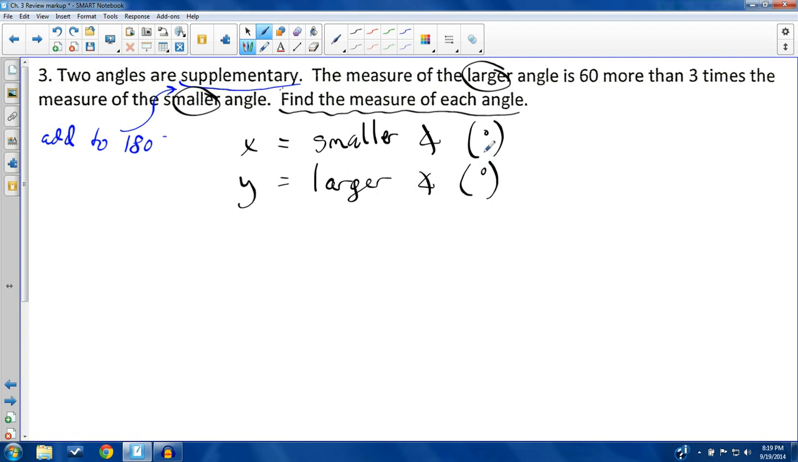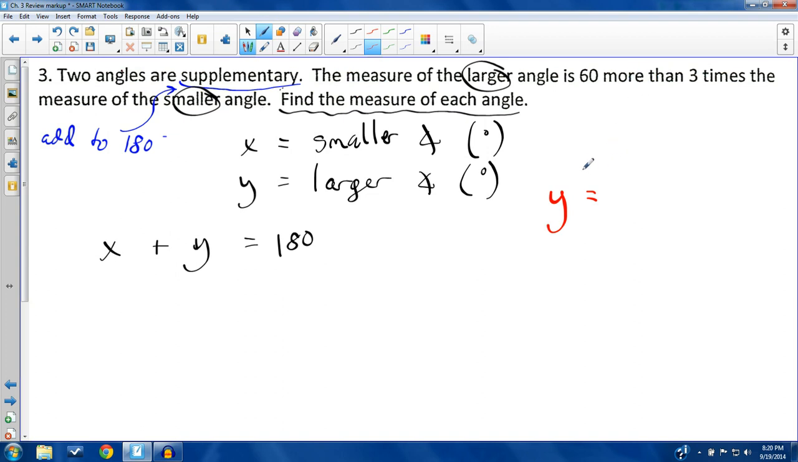Because when you create equations, for instance here, if these are supplementary, that means x plus y equals 180. That is to say, degrees plus degrees equals degrees. That must add up with those units in mind. Okay, the measure of the larger angle, the y. I'm going to write this off to the side because I want this to be my clean system. The y is 60 more than 3 times the measure of the smaller angle.